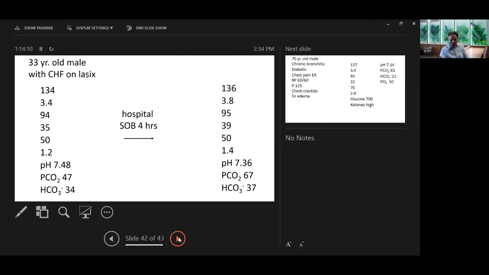So this patient now has a mixed acid-base disorder. The patient has metabolic alkalosis, which they had, plus now acute respiratory acidosis. Next slide.